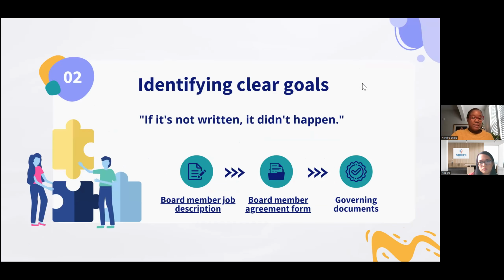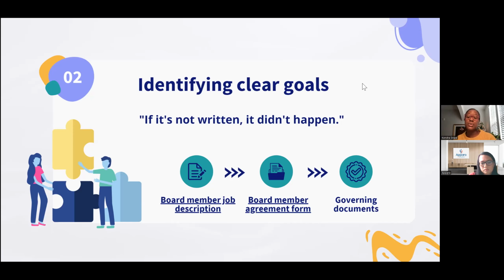Now, when we talk about identifying clear goals, if it's not written, it didn't happen. I hear that all the time. And I say that because usually nonprofit boards are volunteer positions. So if something were to happen and let's say the leader of a board or even one of the board members, individual contributors, they have to step away from the board for whatever reason, you need to make sure that things can still continue to move. And you're able to do that when you are documenting things appropriately.